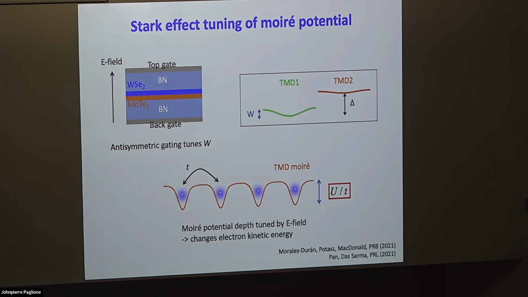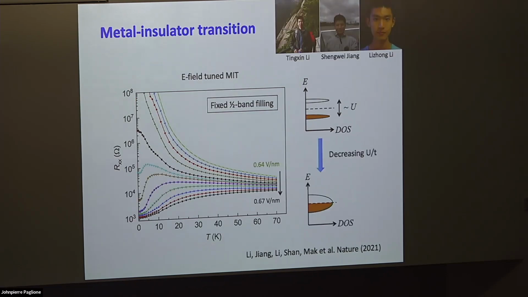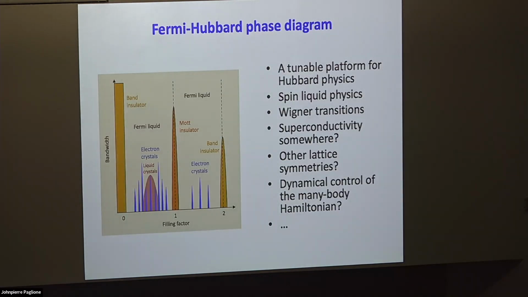So by just tuning this potential depth, you're tuning the ratio of U over T in your Hubbard model. And you can do something quite fun, induce a metal-insulator transition in this area. But I will skip this.